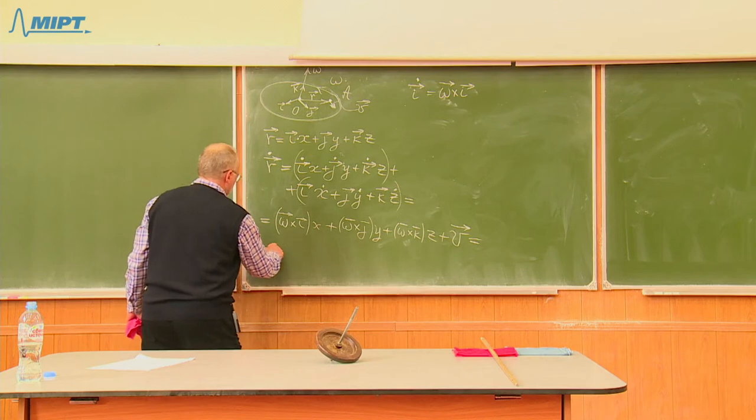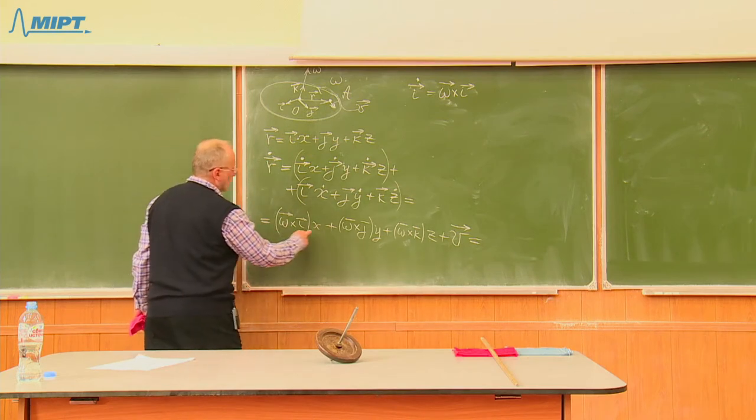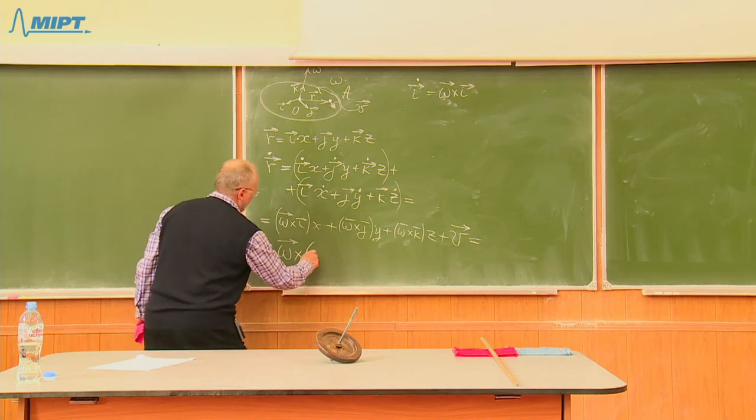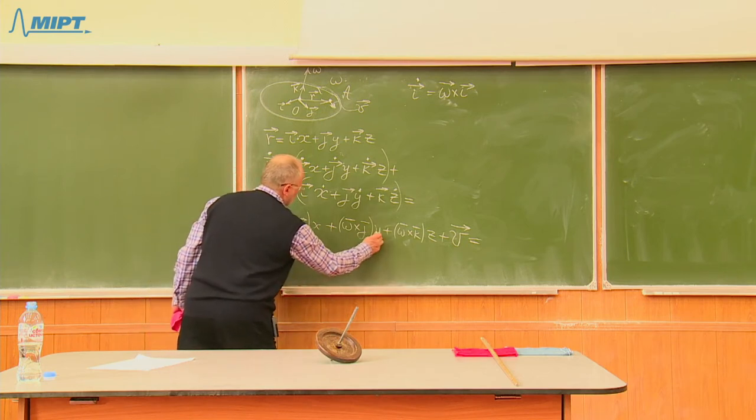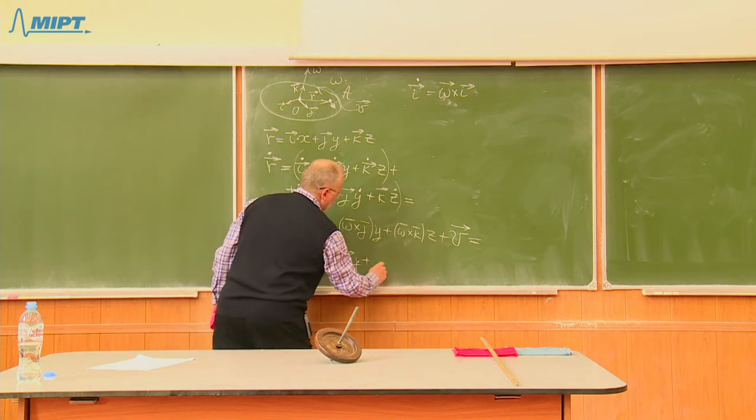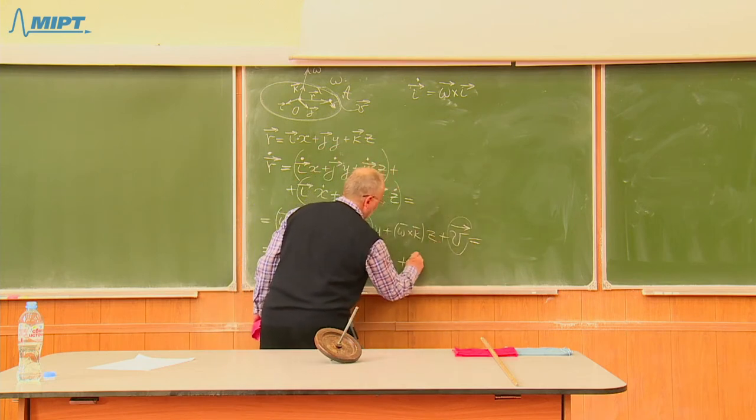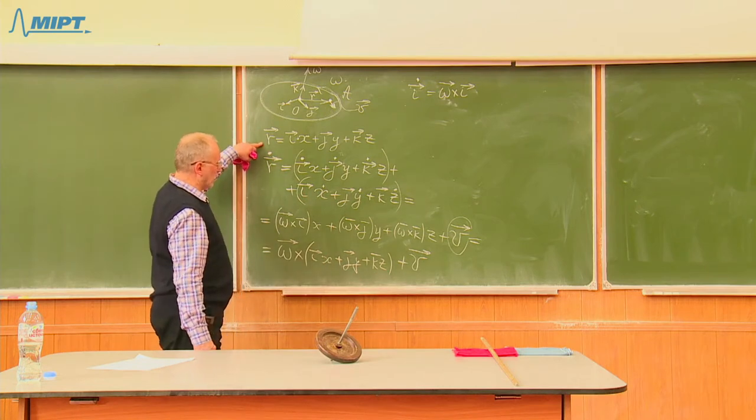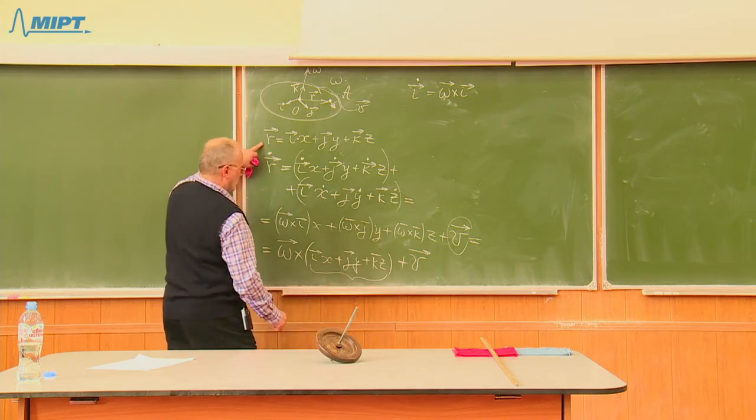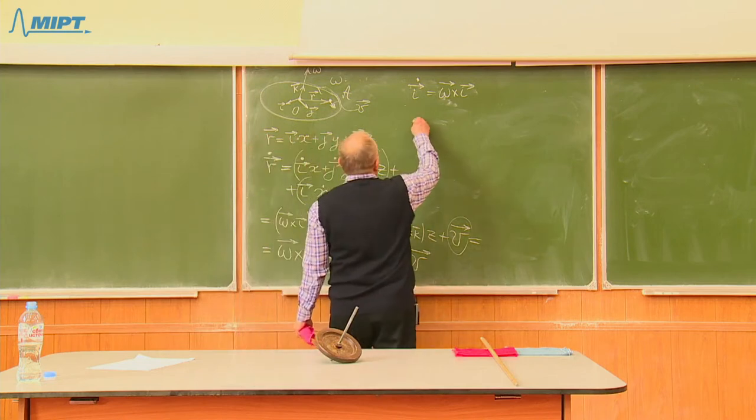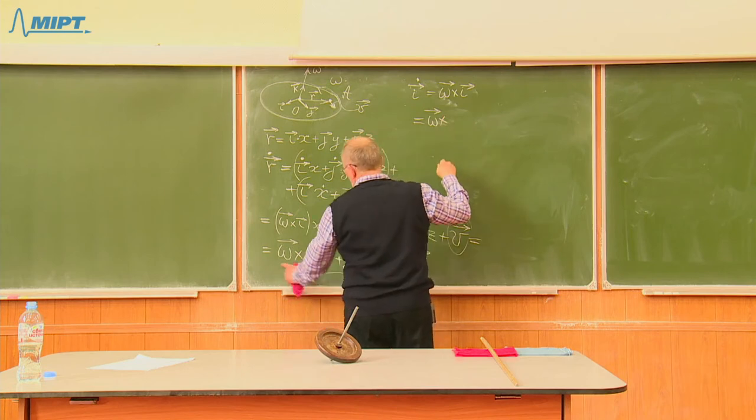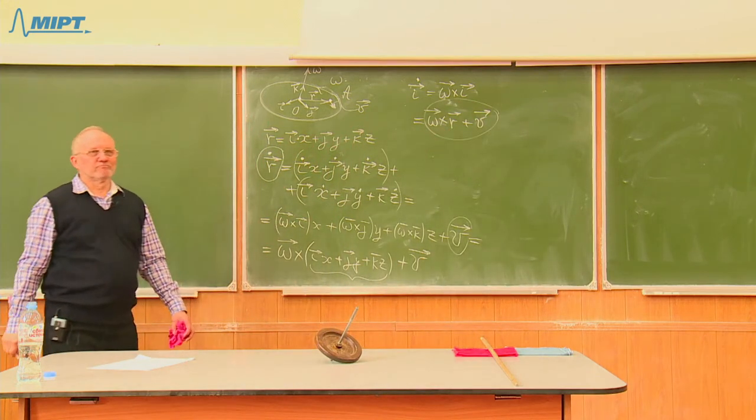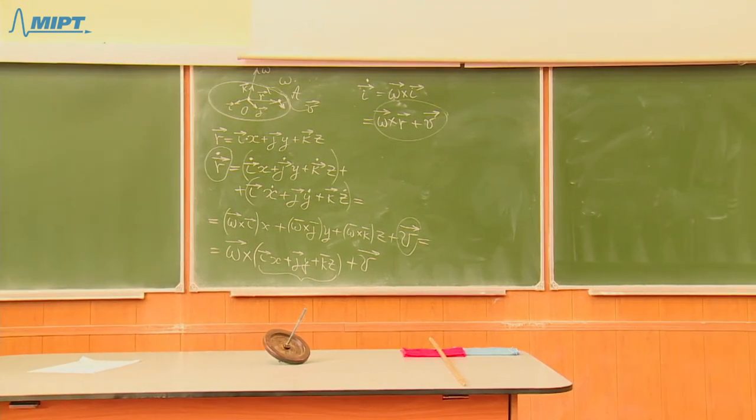And continuing this, I will take the omega out of every addend here. I will factor the omega in such a way that the omega will be multiplied by ix plus jy plus kz, and plus the velocity, not to forget about this last term. What is written in the round brackets here? Radius vector r. So what we have in round brackets, that is radius vector r written here. So as a result, we get the vector product of omega times radius vector r plus the velocity v. That is the r dot, the time derivative of vector r.